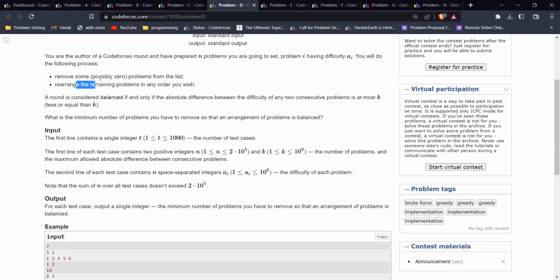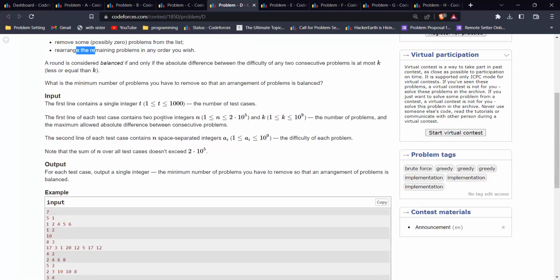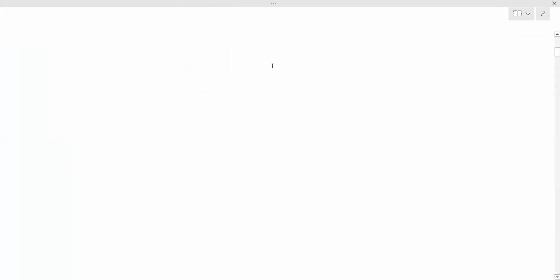So a round is considered to be balanced if and only if the absolute difference between the difficulty of any two consecutive problems is at most k. So finally, we have to find the minimum number of problems that we have to remove so that the arrangement of problems is balanced. So first of all, is the problem statement clear to everyone? Yes, no, anything? Okay, the problem statement is clear.